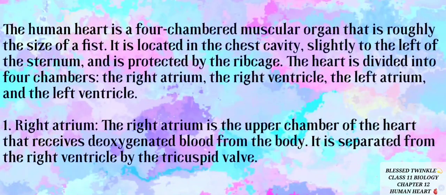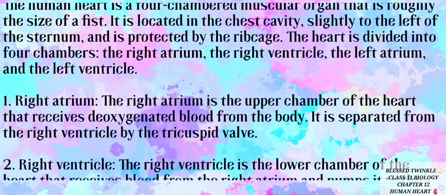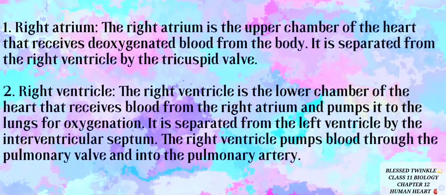The human heart is a four-chambered muscular organ that is roughly the size of a fist. It is located in the chest cavity, slightly to the left of the sternum, and is protected by the rib cage. The heart is divided into four chambers: right atrium, right ventricle, left atrium, and left ventricle. Then we have the right atrium.